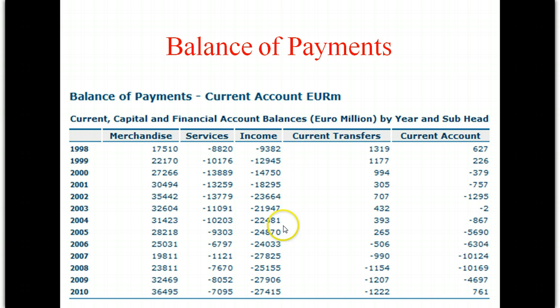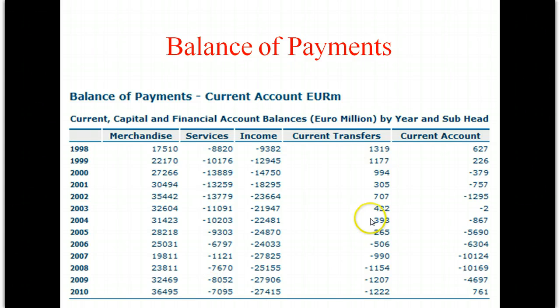We can see the large income deficit or outflow that occurs because of the repatriation of profits of the foreign direct investment in the companies here. So about 27 billion left the economy in 2010, when in fact far more left, perhaps more than 80 billion left. But once you balance it with how much entered the country, you get a deficit of around 27 billion.